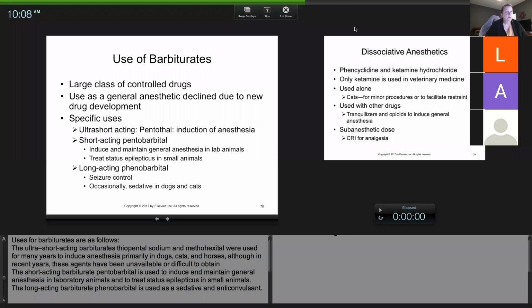Okay, so some of this, yes, they are all... you don't have to write up the categories. You don't have to write up hypnotics. You don't have to write up barbiturates.